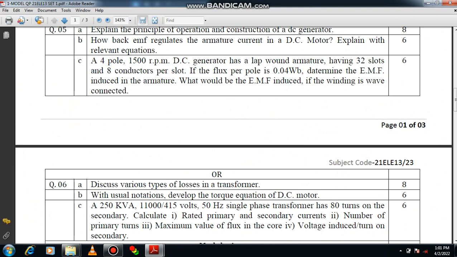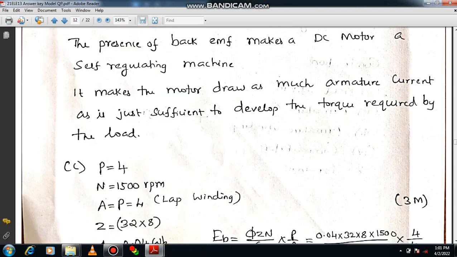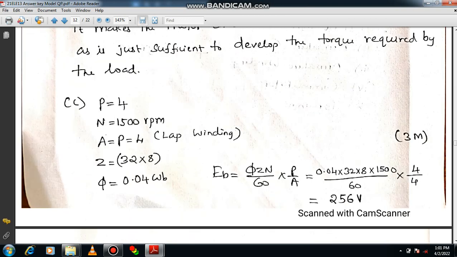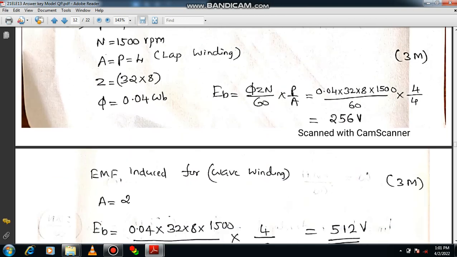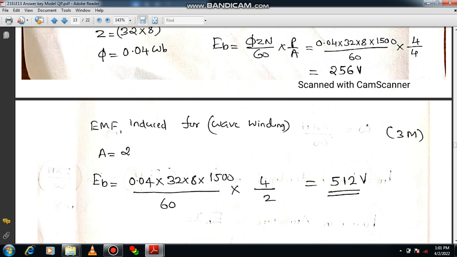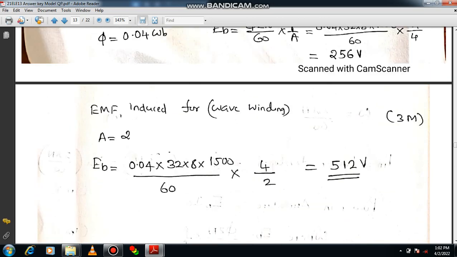There is a problem related to the generated EMF of a DC generator. So you need to know the basic equation first of all. Then you can make it out very easily. Then lap winding and wave winding. In lap winding, the number of conductors per parallel path depends on the number of poles, whereas in wave winding, the number of parallel paths will be 2. That point you have to remember. If you know that, definitely it is easy. So write down the given data and compute the value of EB. 2 cases you are supposed to calculate, for lap winding and wave winding. You will get 6 marks, 3 plus 3.